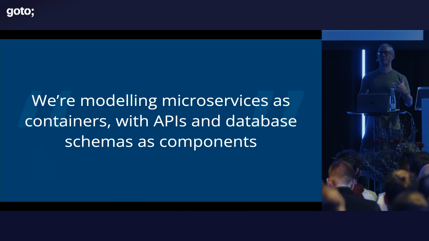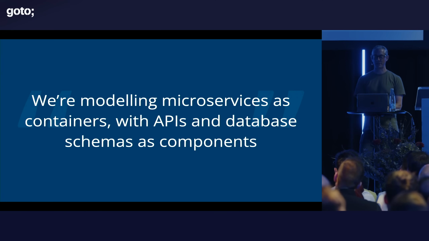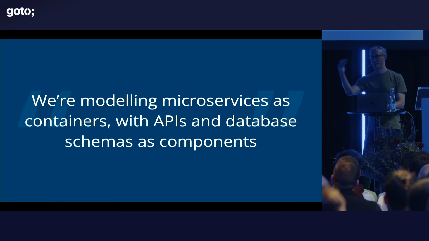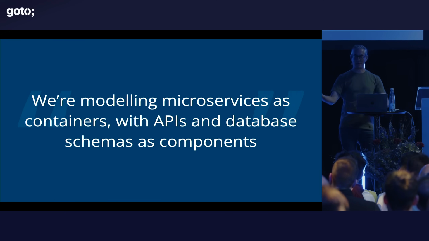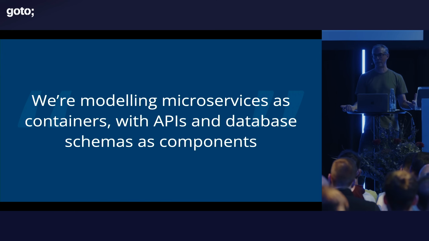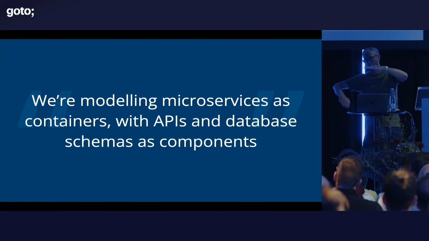So how do people attempt to model microservices architectures? A lot of people start like this. They'll say, we're modeling microservices as containers with APIs and database schemas as components inside those containers. In the C4 model, components are not individually, separately runnable things. So representing an API and a database schema as C4 components doesn't fit the abstractions. And what's happened here is they've started one level too low, which has now forced them down more levels unnecessarily.